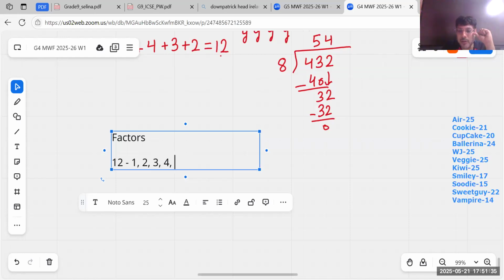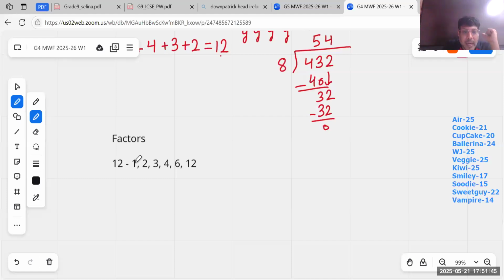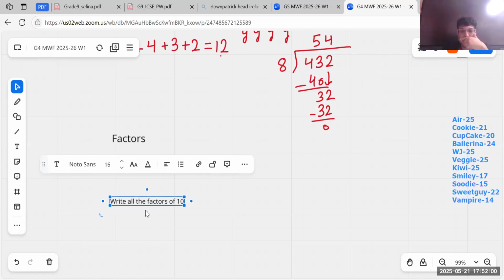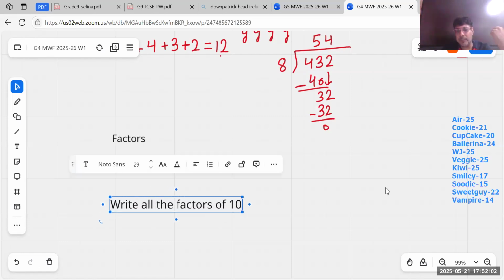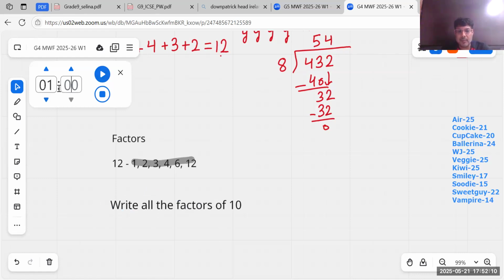Time up. In the table of 12. So 6. These are all the factors of 12. If I ask you to write the factors of 12, you have to write all the numbers in whose tables 12 comes. So can I give you an easy peasy question? Write all the factors of 10 in the chat. You have 1 minute 20 seconds.